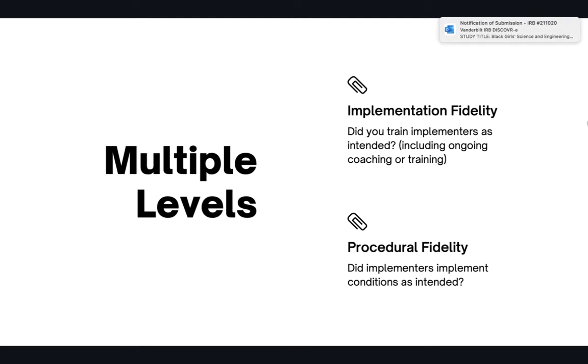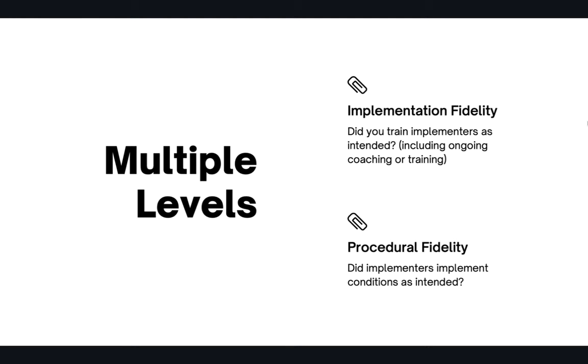Sometimes procedural fidelity of the adult is actually the dependent variable you're interested in, right? It's your proximal primary variable. And sometimes it's not. Sometimes you're interested in the child behavior, for example.